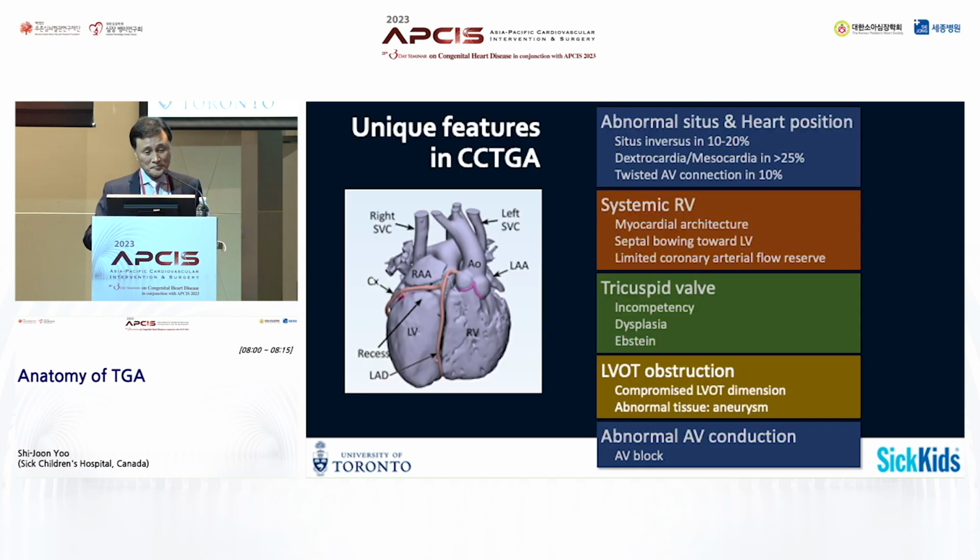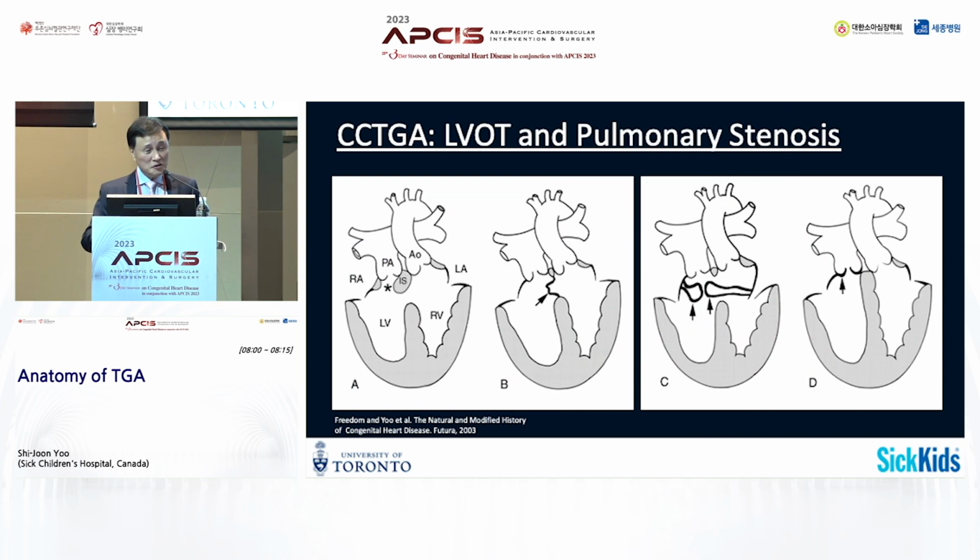Okay. So next is LVOT obstruction. So there are many different ways. Posterior deviation of, actually, if it is a levocardia, anterior deviation of outlet septum, and aneurysmal tissue in the membranous septum and other things, or others.